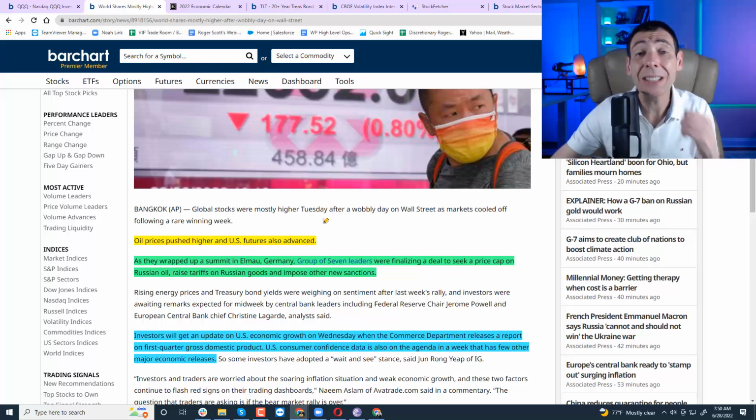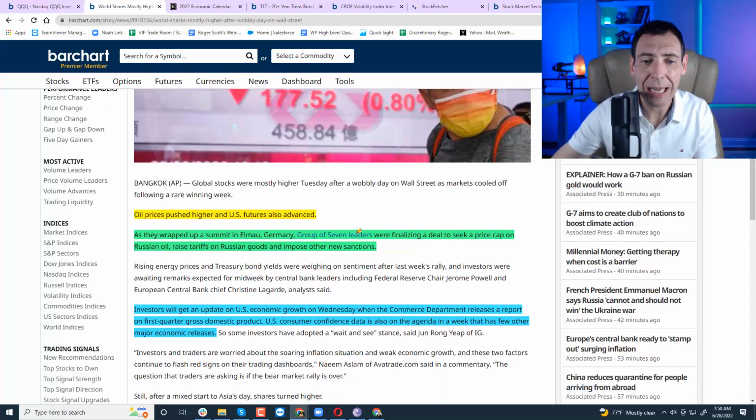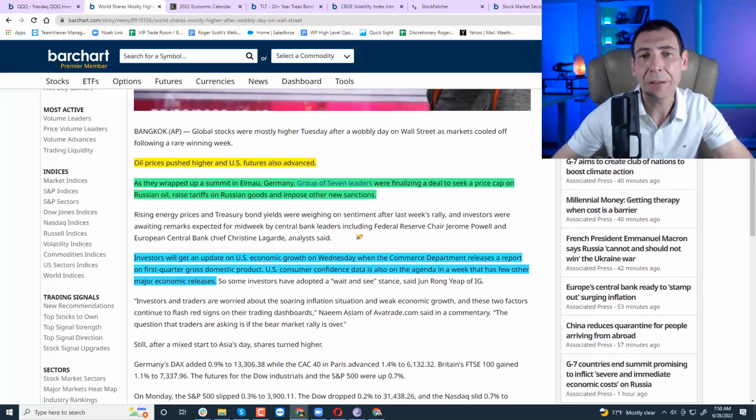Futures also advanced. Anytime you see the Dow Jones really strong right now compared to the Nasdaq, you know that the energy prices and the commodity group are having a good day. As they wrapped up the G7 summit, the group of seven leaders were finalizing a deal to seek a price cap on Russian oil, raise tariffs on Russian goods, and impose other new sanctions. And a lot of people are asking me if I think energy is topping out.